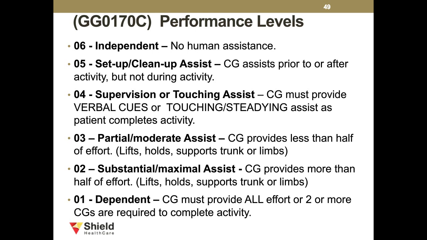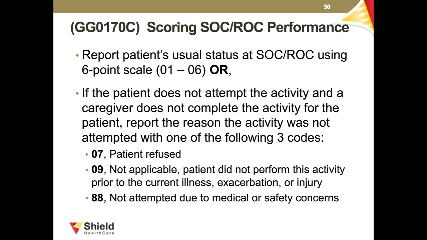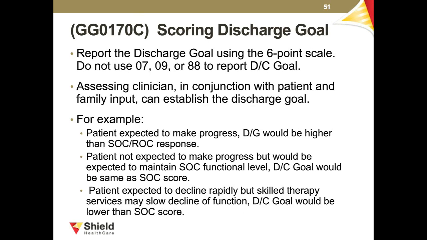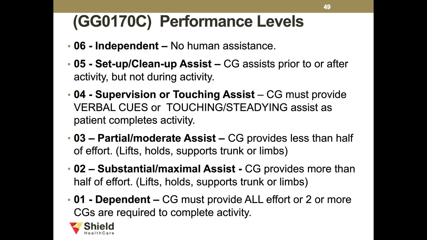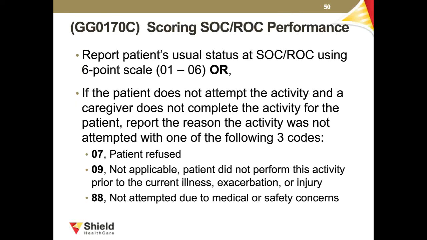All right, so when we're looking at this particular issue, let me get that to come up here. Okay. So when we look at this issue, we're looking at those whole scores of the items. So now we want to go up to what do we have next? And there it is. So when we're scoring at start of care and resumption of care, we're going to report one of those 6-point scales to show how the patient's doing.